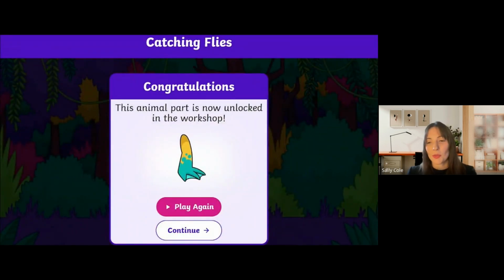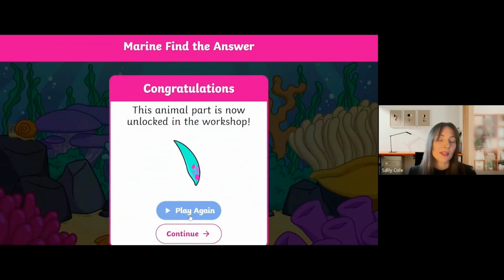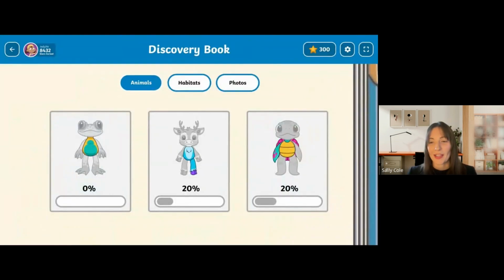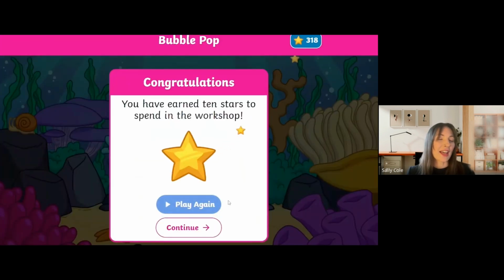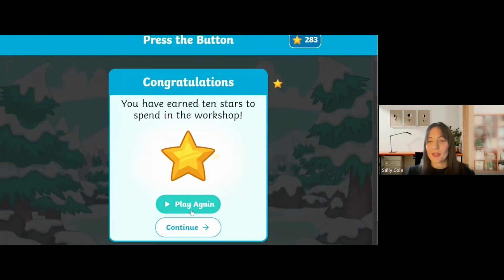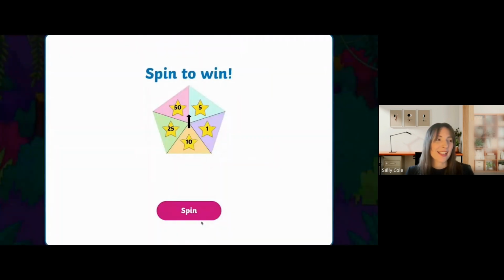So the children will unlock body parts on their first play of each game. And once they've unlocked all the body parts, they will have their avatar, and they're all showing in their discovery book, and here they are complete. And as you can see, there are some accessories on one of the characters. That's because they'll be able to go into the workshop and spend some of the stars that they've earned during the gameplay on some accessories. So here are some of those accessories.